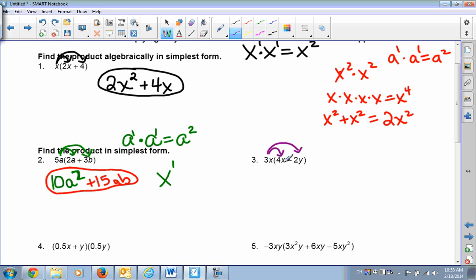3x times 4x. 3 times 4 is 12. X times x is x squared. Minus 3 times negative 2 is negative 6. X times y, xy.